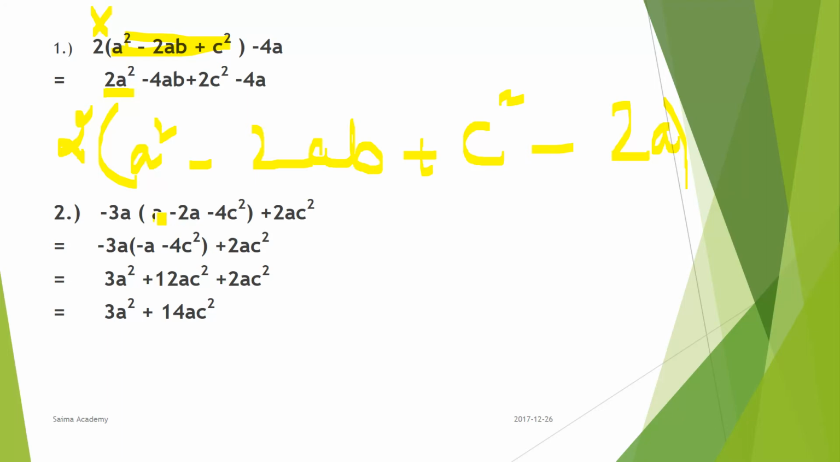So see, this is a and this is 2a. Both have the same base. Suppose if it is a square and this is a, then I am not going to add or subtract, because this is a square and this is a. They both must have the same exponent or power. If it does not have any power, it is power 1, and if it does not have any coefficient, it is 1, right? So minus 2a plus a equal to minus a, minus 4c square, and then plus 2ac square.